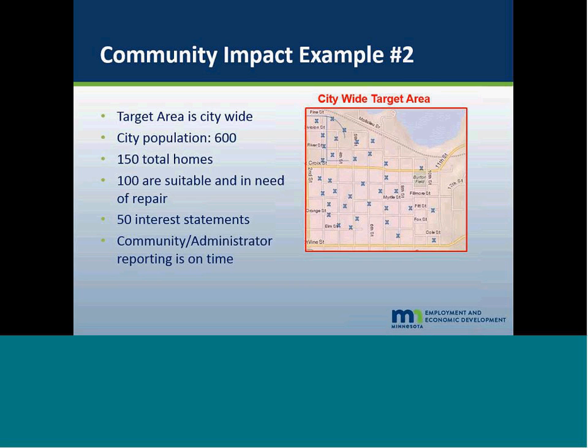The second example is a target area that is citywide. Now, the population is 600. So in this, they can go citywide. 150 homes in need of repair, and 50 interest statements. That's great because half of the eligible homeowners are interested. It is reported on time. Well, so this is a good area. This is a good example.